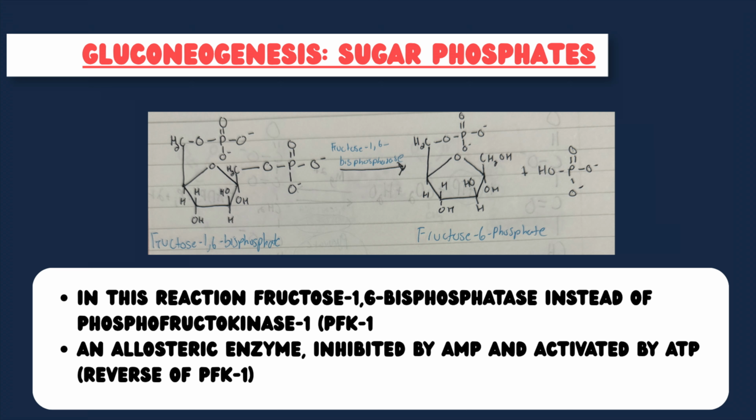One other difference in reactions in gluconeogenesis relative to glycolysis involves phosphate ester bonds bound to sugar hydroxyl groups being hydrolyzed. In this reaction, we have fructose 1,6-bisphosphatase instead of phosphofructokinase, or PFK1, an allosteric enzyme inhibited by AMP and activated by ATP. This is just the reverse of PFK1, which is very important and crucial to remember.